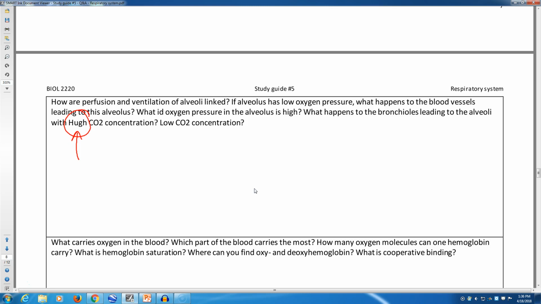Hemoglobin. Does plasma carry anything? Just that much. Just a few. Okay, not really significant. How many oxygen molecules can one hemoglobin carry? 4. What does it bind to? Iron. It binds to iron.